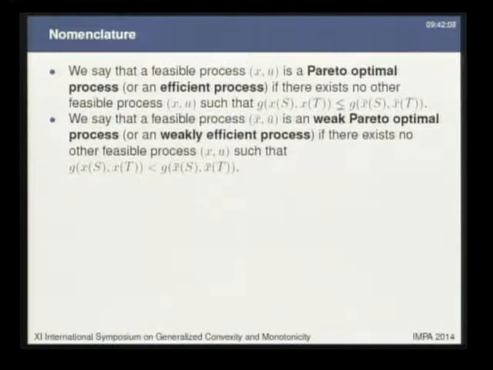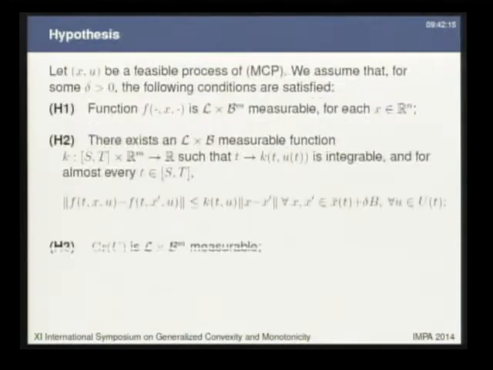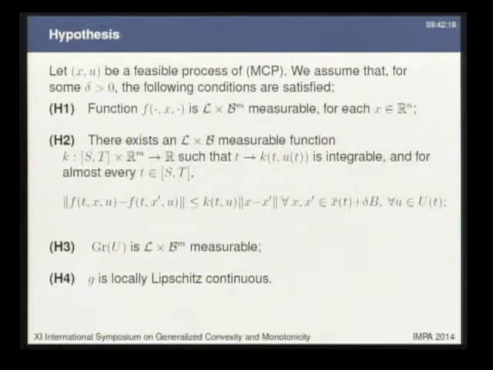And we say that a feasible process X bar U bar is a weak Pareto optimal process when you have this strict inequality, instead of this one. It is also called a weakly efficient process. Here are some hypotheses which are very similar to the hypotheses Geraldo presented.